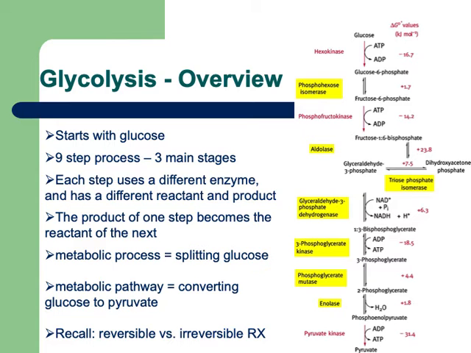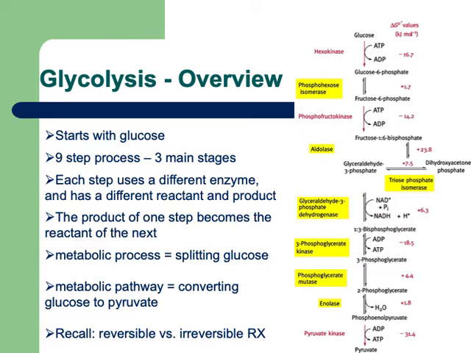This is a 9-step process where we have 3 main stages, which we'll talk about in the forthcoming slides. Each step uses a different enzyme and has a different reactant and product. The product of one step becomes the reactant for the next. So remember the difference between a metabolic process and a metabolic pathway. A process can be reversible. So the splitting of glucose, we can split glucose or we can build glucose or transform to glucose again through gluconeogenesis. So the metabolic process is the splitting of glucose. The metabolic pathway is the 9-step process which converts glucose to pyruvate.